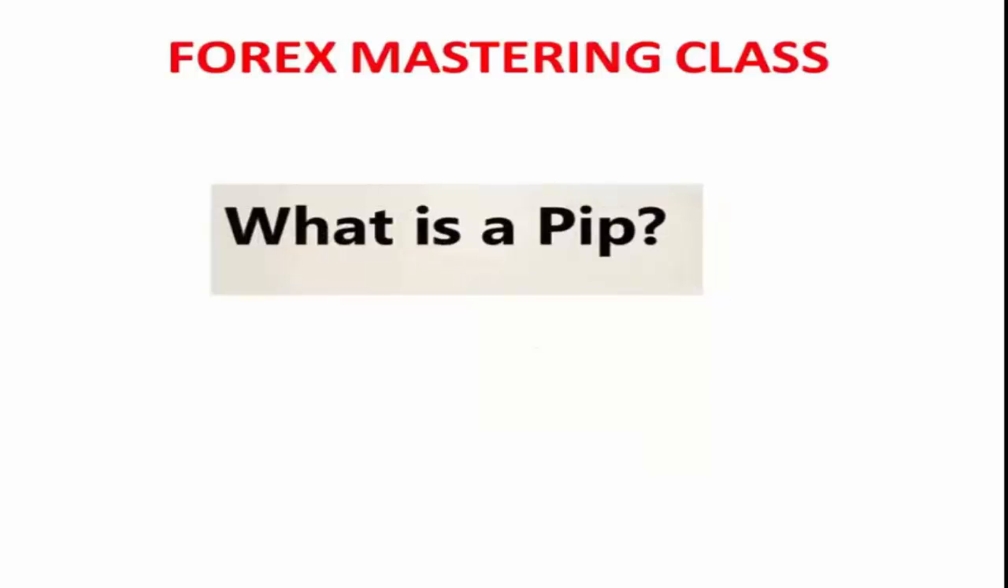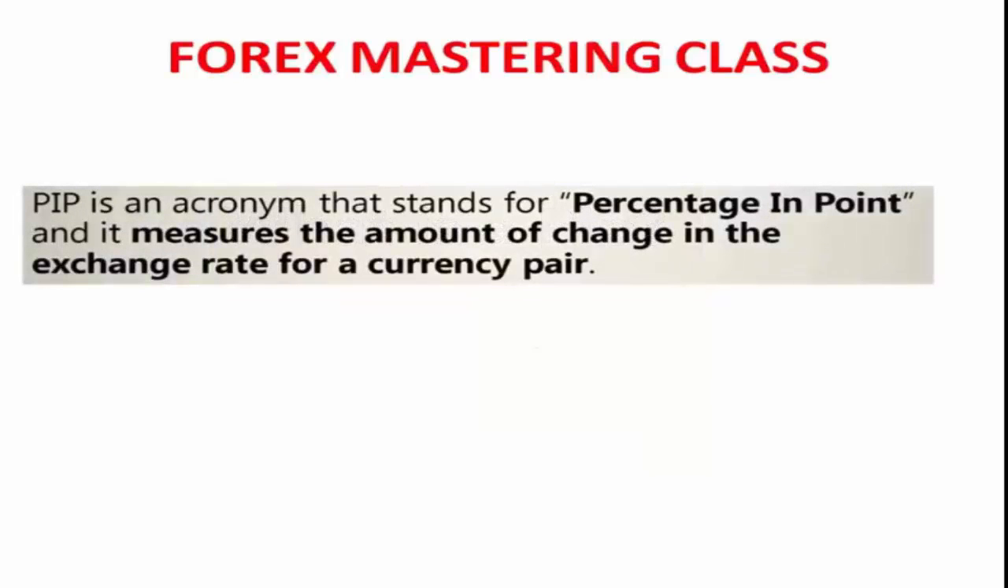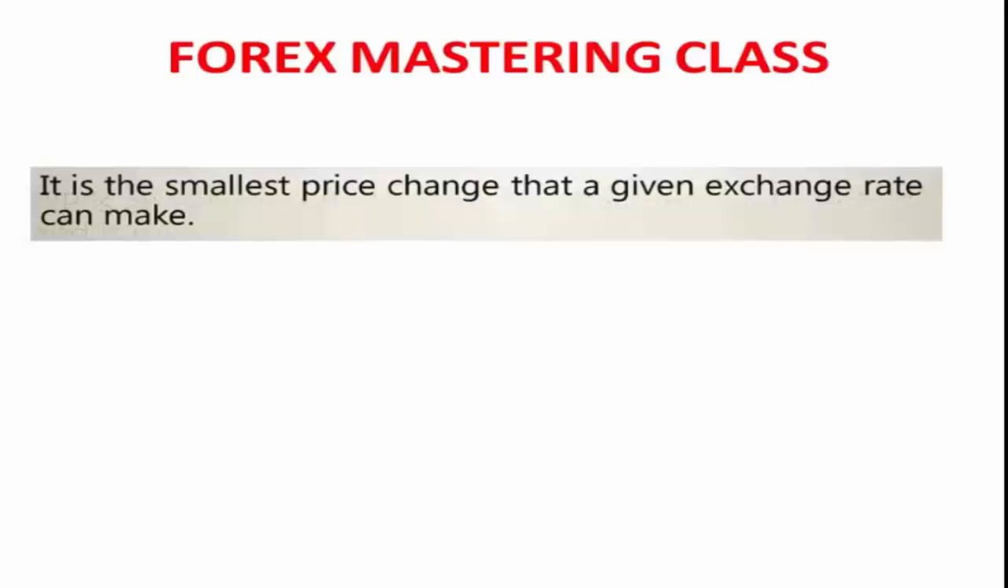What is a pip? PIP is an acronym that stands for percentage in points, and it measures the amount of change in the exchange rate for a currency pair. In forex, the major thing everybody is chasing is what we call pips. The more pips you have, the more money you make. The down movement and up movement of the currency pair in the market is what we call pips, and the amount of pips you make is what is converted to the money that you now have. So you do your best to get more pips in your favor.